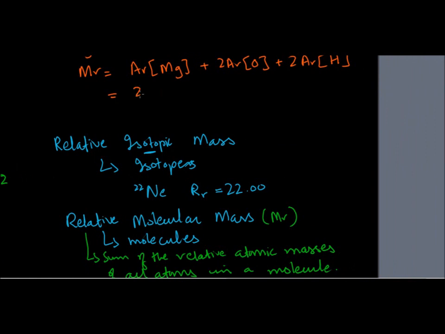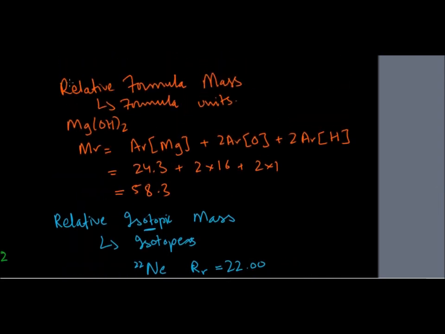So magnesium is 24.3. Oxygen, I remember, is 16. So 2 times 16. Hydrogen again is just 1. And if you do the math here, this will come out to be 58.3 for magnesium hydroxide. Right? So pretty simple. The relative formula mass or relative molecular mass, you just go to the periodic table, sum up the relative atomic masses of the atoms that make the molecule or the formula unit, and you have your relative formula mass or the relative molecular mass.